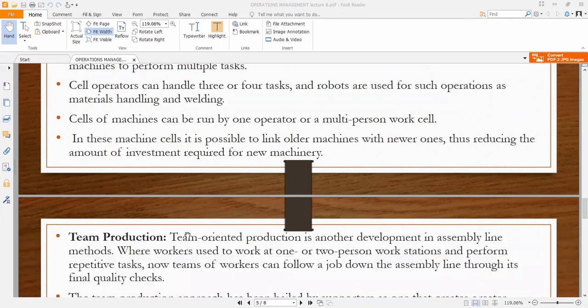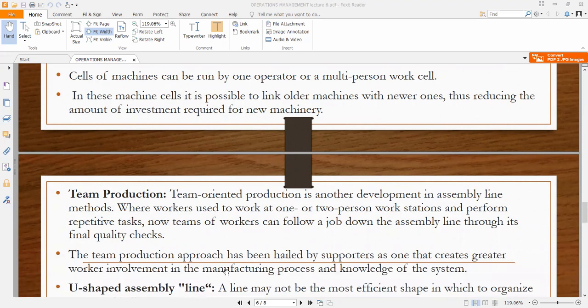Now, let's look at team production. The team production system is team oriented. For instance, you take a certain number of people to work on one product. You give a defined number of people to work on a product. Now, they are doing the same task repetitively, repeating the same task over and over again.